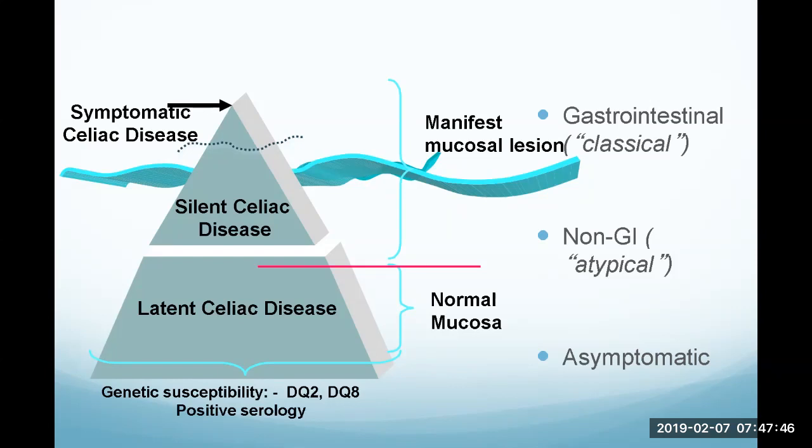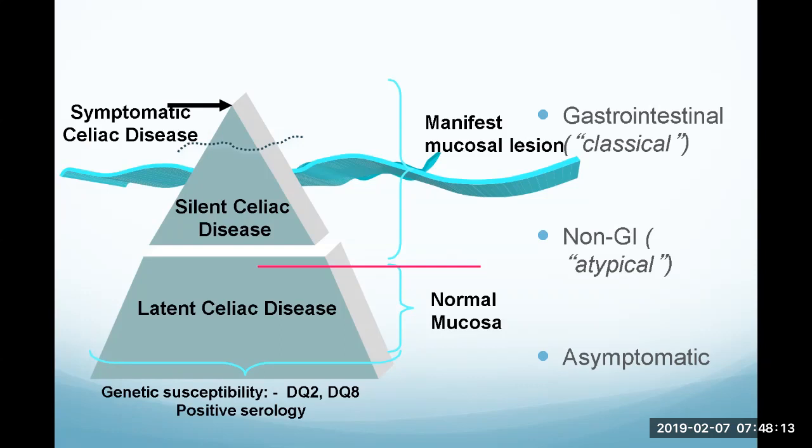Coming down, just below the iceberg are the silent celiac disease patients, where they may present with non-GI or atypical symptoms, and that population is often found in patients with high risk. The list that we talked about in the previous slide.